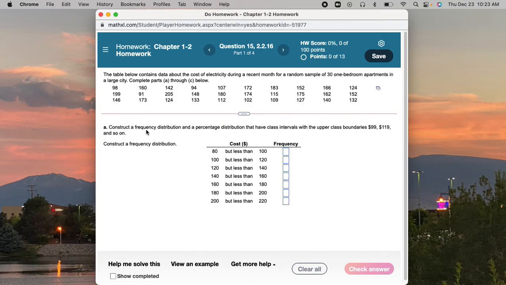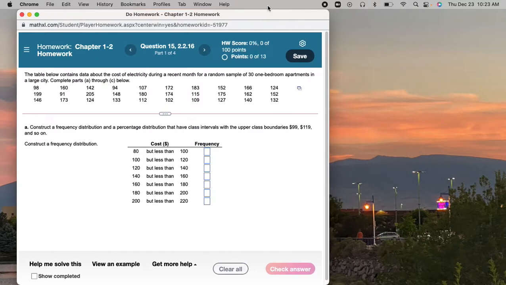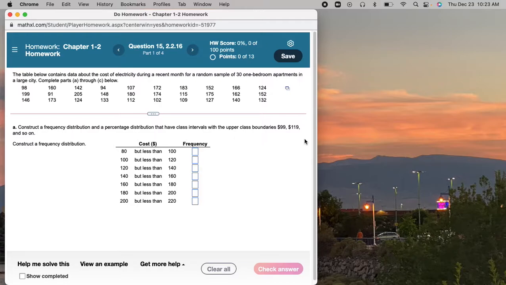On this problem, we are going to construct a frequency distribution and a percentage distribution with class intervals. So we're looking at the homework from chapters 1 and 2, and let's read the problem. It says the table below contains data about the cost of electricity during a recent month for a random sample of 31 bedroom apartments in a large city. Complete parts A through C below.